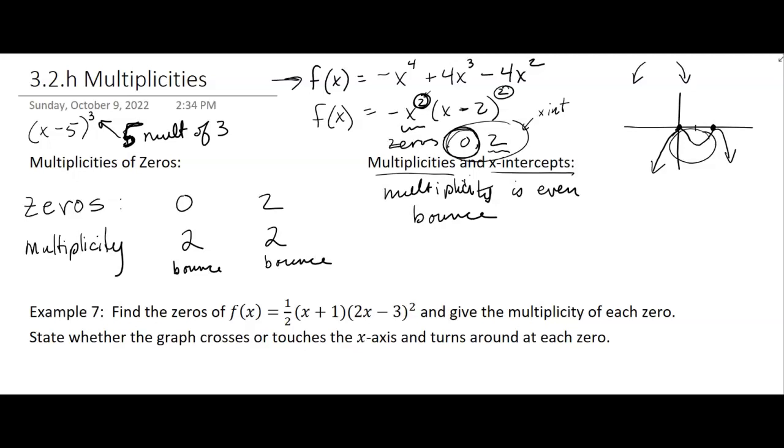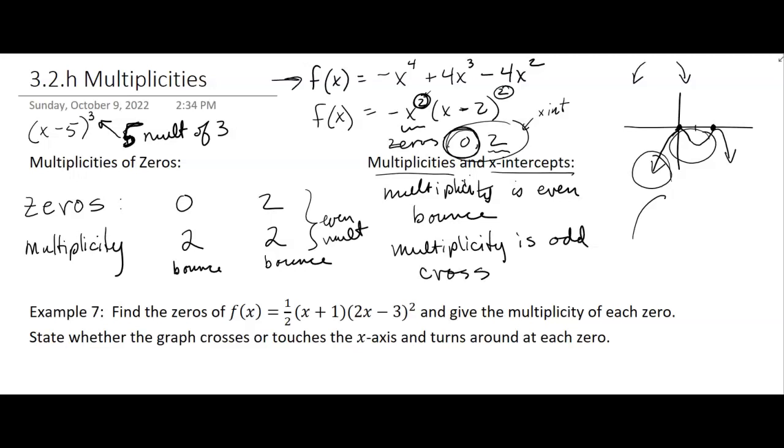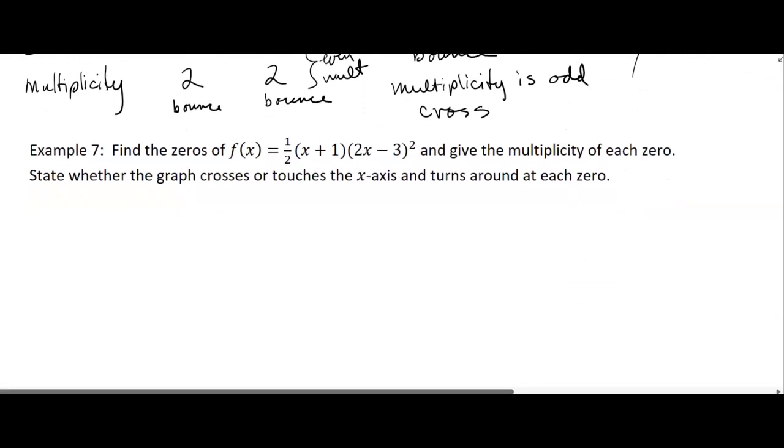By the way, you need to know the end behavior so you know if it's coming up or if it's going down. So the end behavior is still important. So that's if the multiplicity is even, which both of ours were even here. But what if it's odd? If the multiplicity is odd, it's going to cross the x-axis. All right, so we will leave that.